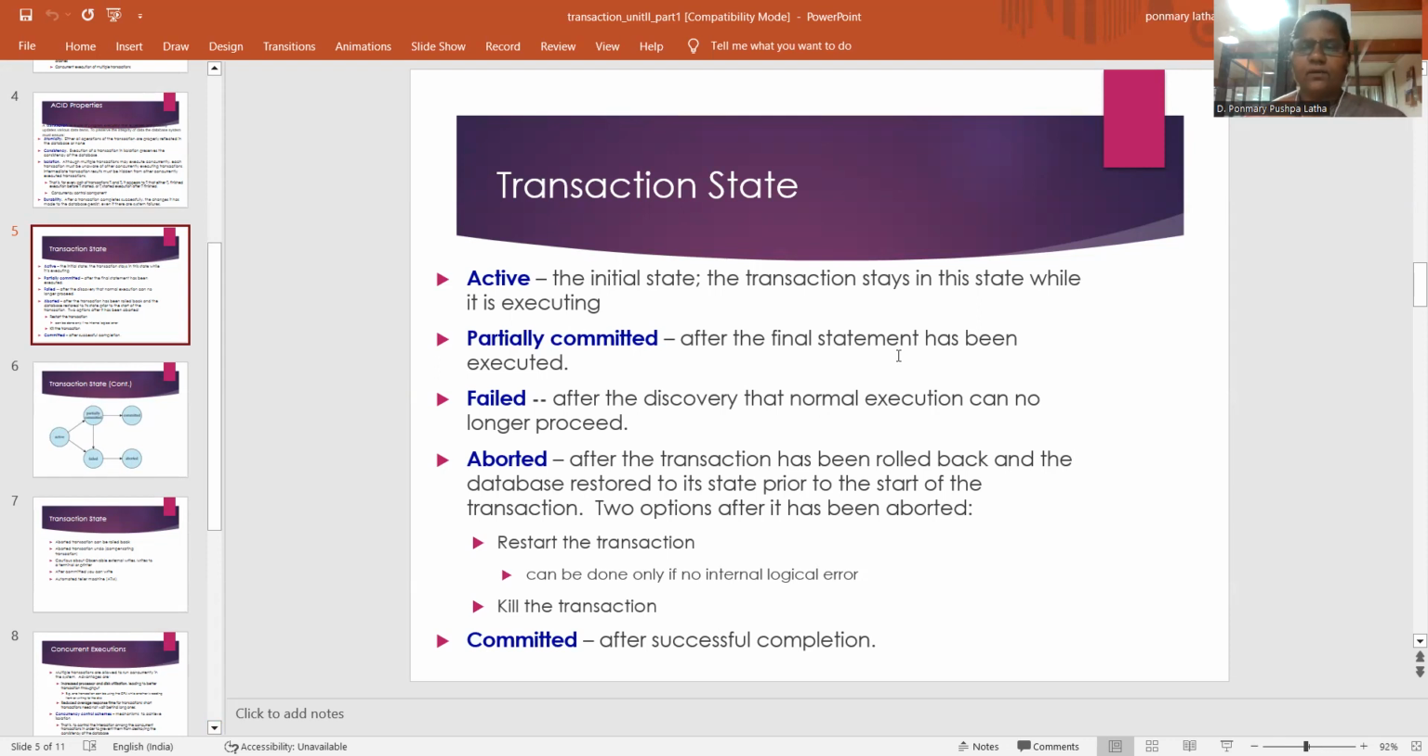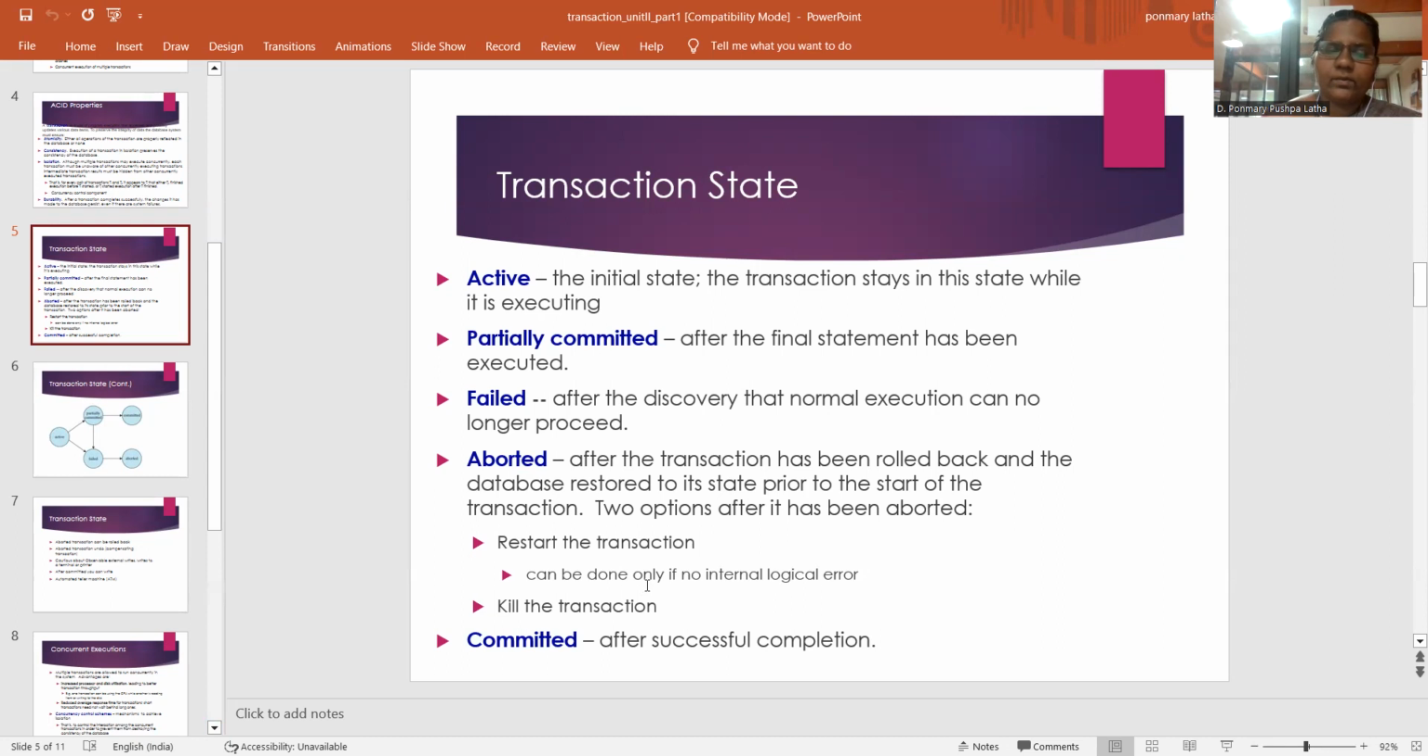The next one is rollback. Rollback is for an aborted transaction. If it is aborted, you can roll back the things. That is rollback. In the aborted case, either you can restart the transaction, if some failure happened, or you kill the transaction.